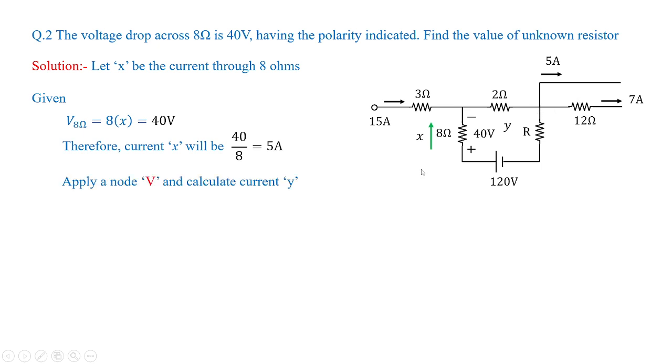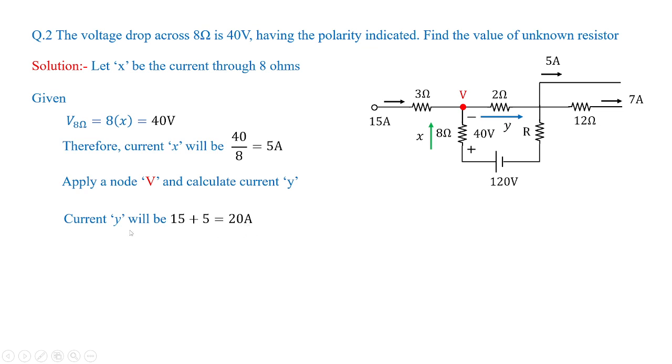To identify the node, apply a node voltage V and calculate current Y. So here you can see I have taken a current Y in this direction and a node voltage over this particular node as V. Then the incoming current is 15 amperes and X, and the outgoing current is Y. With clear inspection, you can get the value of current Y, which is 15 plus 5 equal to 20 amperes. Just applying KCL at this particular node, at a node the incoming current is equal to the outgoing current. With that, you get the value of current Y equal to 20 amperes.